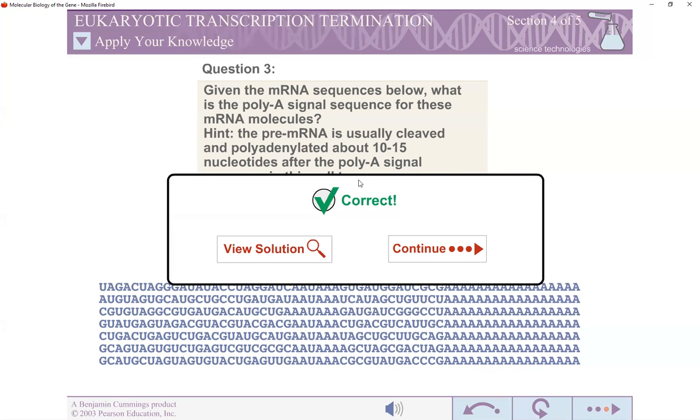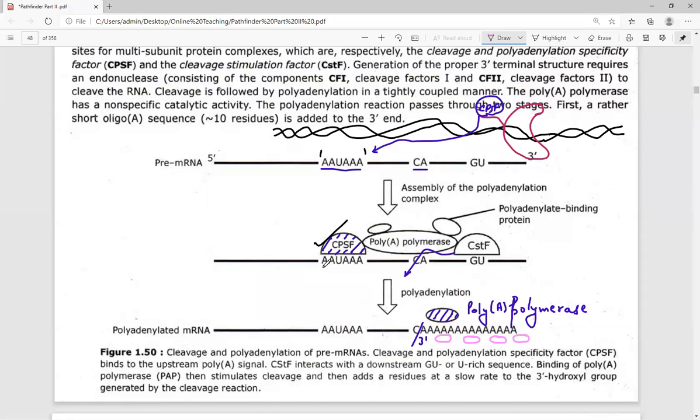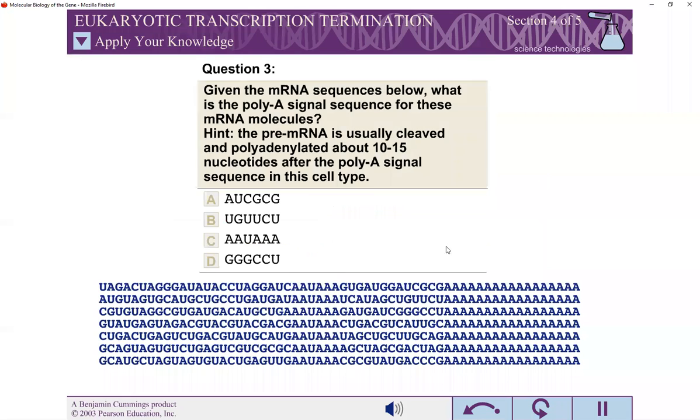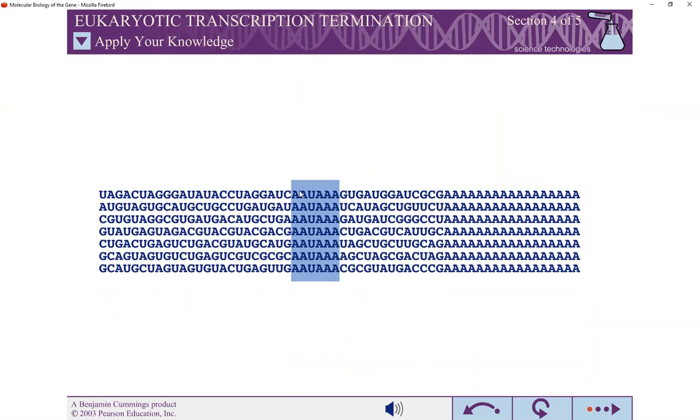Correct. You always know this now. Students, I have already told you what the poly A signal sequence is. It is always a conserved 6 nucleotide sequence, AAUAAA. This is what the examiner wants to ask from you. Next question.